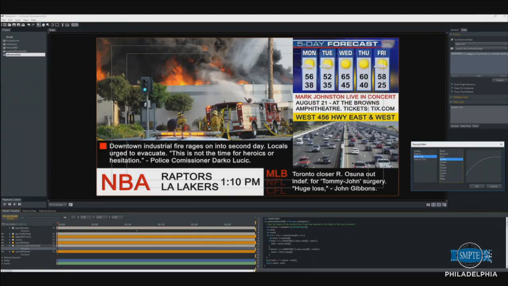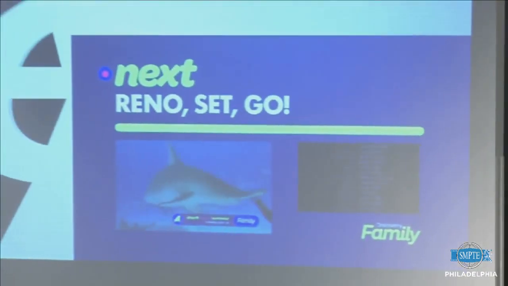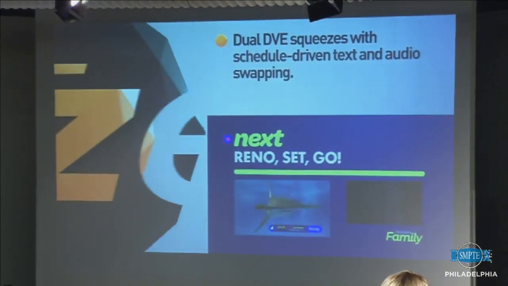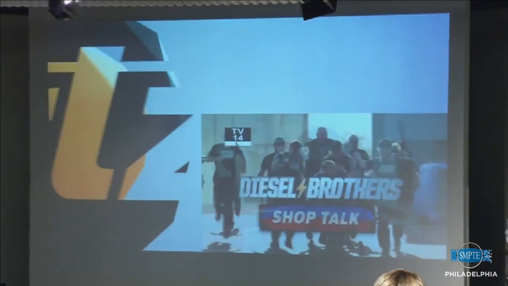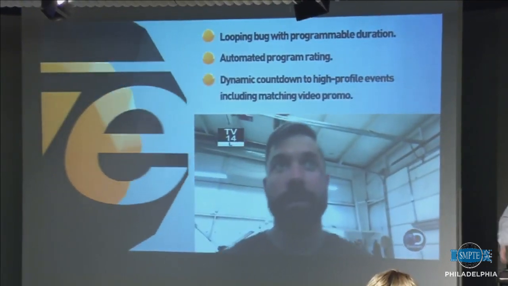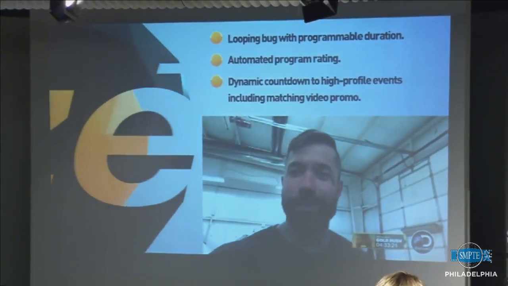I've got some live video graphics that I can show you as well. So here we've got dual DV squeeze with live video and graphic text around it. And we'll swap the audio in mid-transition. Here we've got automated ratings bugs, looping logos, and a countdown timer with video playing from the asset that the timer is referring to.